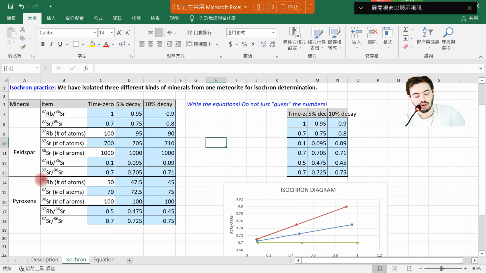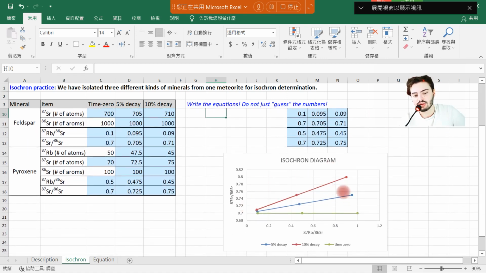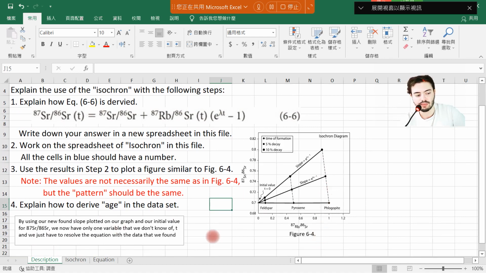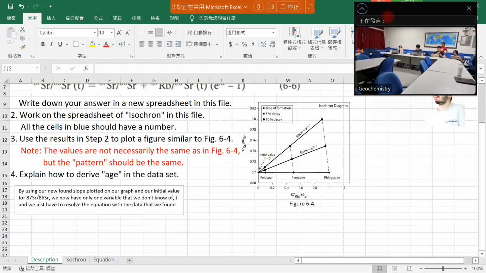So we can do it for all our minerals, and then we can plot an isochron diagram. We can see that it's very similar to what we had in our textbook. And then, to derive age, we can use our newfound slope. We have all the elements of our equation. We just miss the value of time, and we have to resolve it with what we can see on the graphics. Can you explain the figure 3 again?